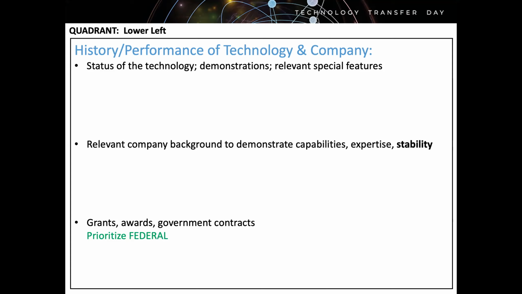Also think about your competitive advantages, right? What is it that you do that is not currently available or is better than what is currently available on the marketplace? So let's go into here, the status of the technology, demonstrations, relevant special features.